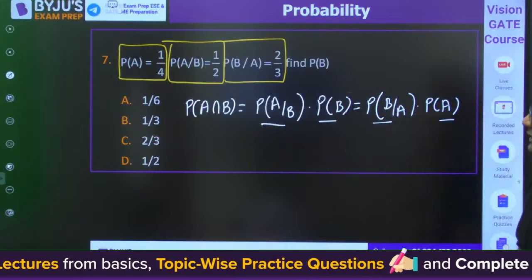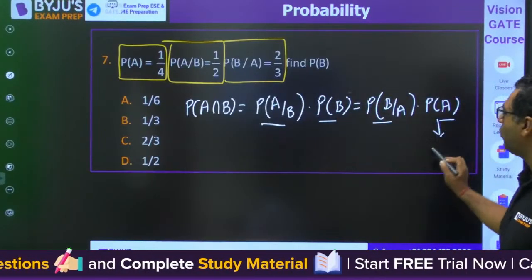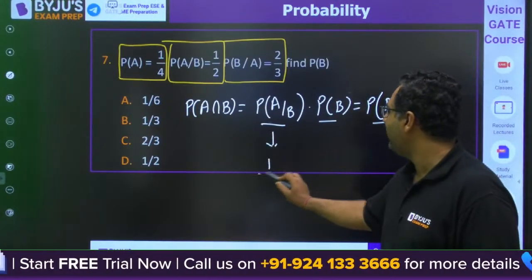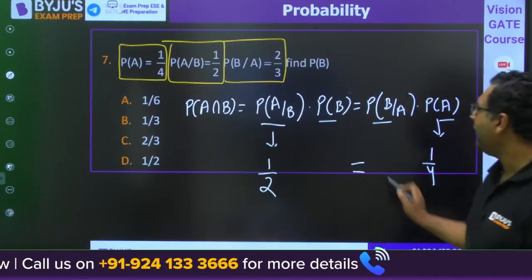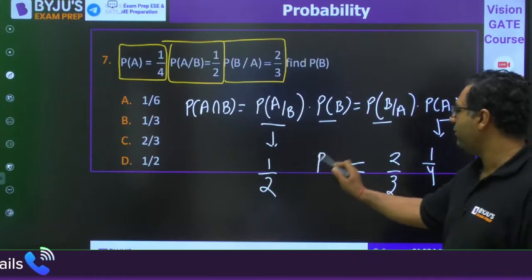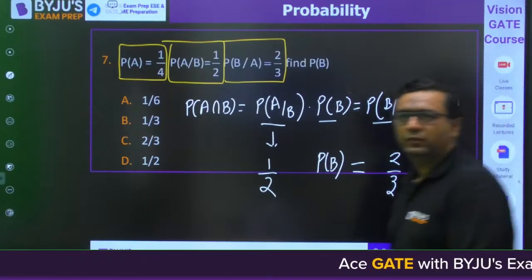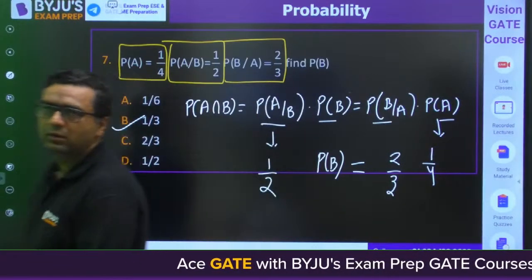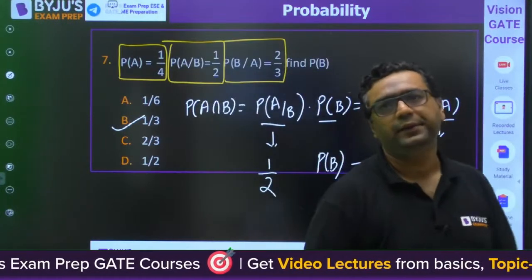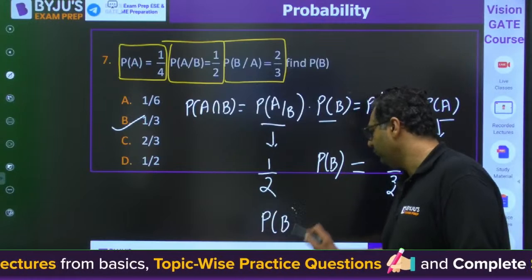What would be the answer for this? Probability of A is given as 1 by 4. A by B is 1 by 2. B by A is 2 by 3. And they have asked the probability of B. Very easy. Is it easy or difficult? Probability of B is 1 by 3.